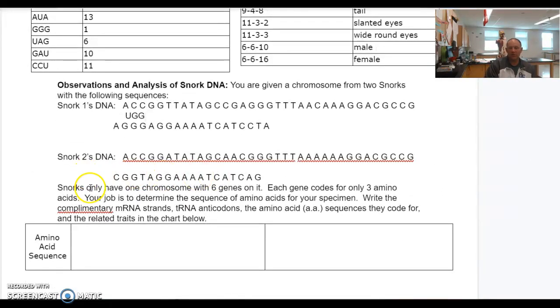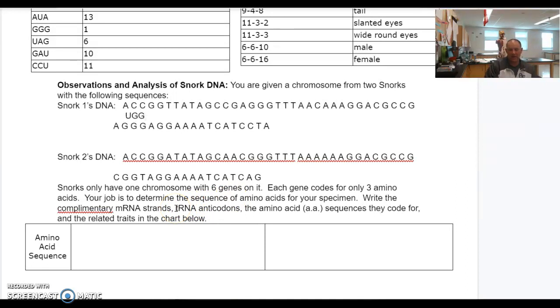Coming down here, you'll see that Snorks have only 1 chromosome and it has 6 genes on it. Each gene codes for only 3 amino acids. So basically, the gene's going to code for 3 amino acids, so your protein is going to be 3 amino acids long. Your job is to determine the sequence of the amino acids for your specimen, right? The complementary mRNA strands. The tRNA anticodons, I am not really going to even have you worry about.